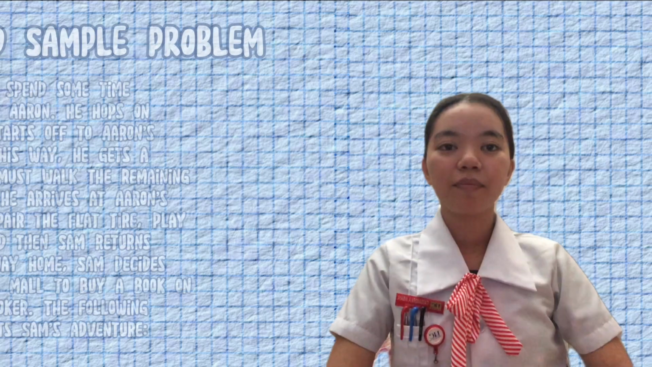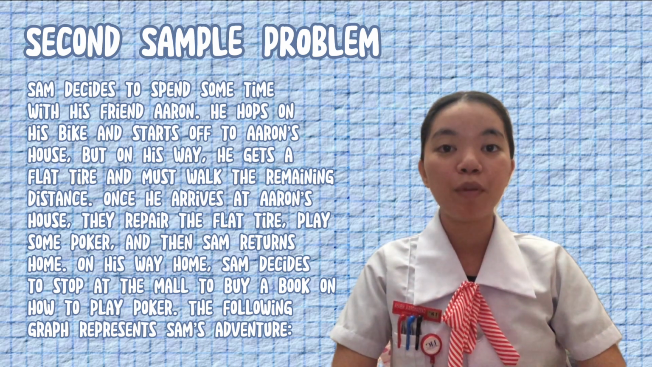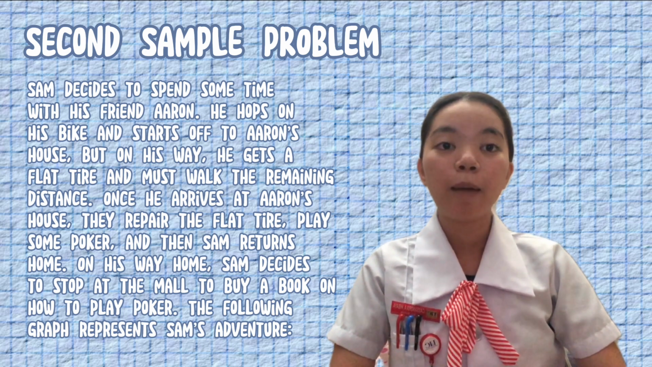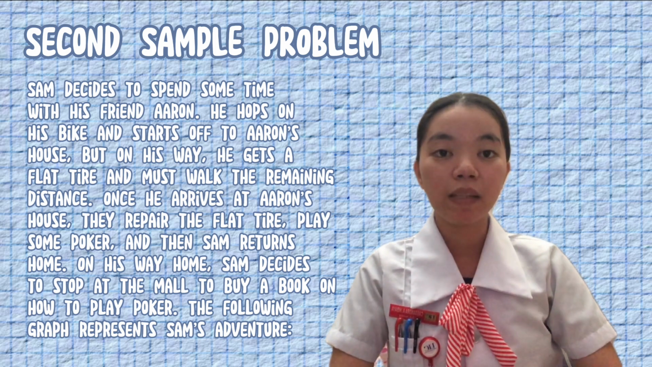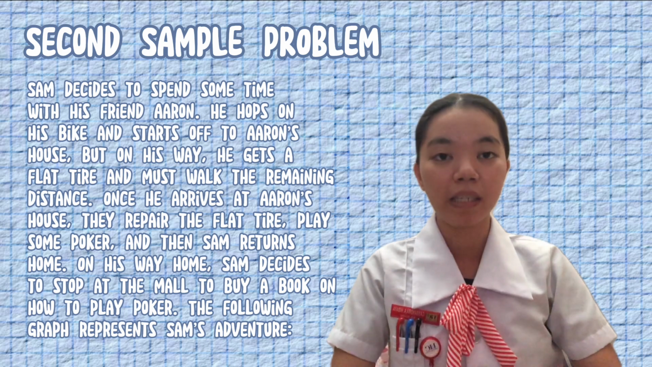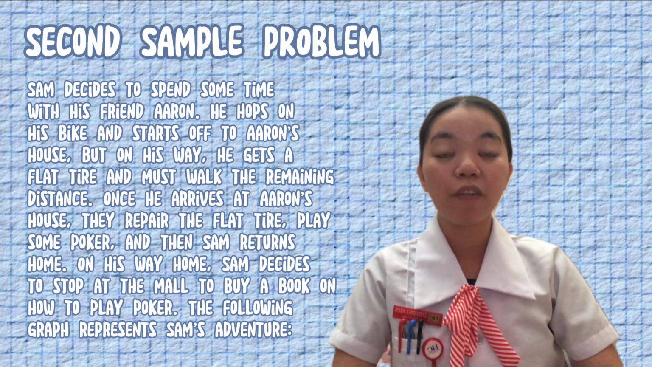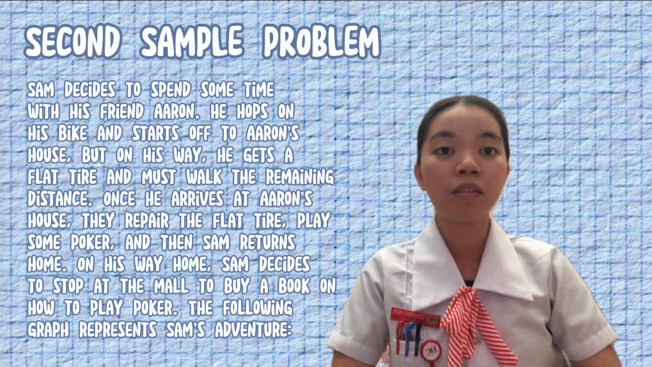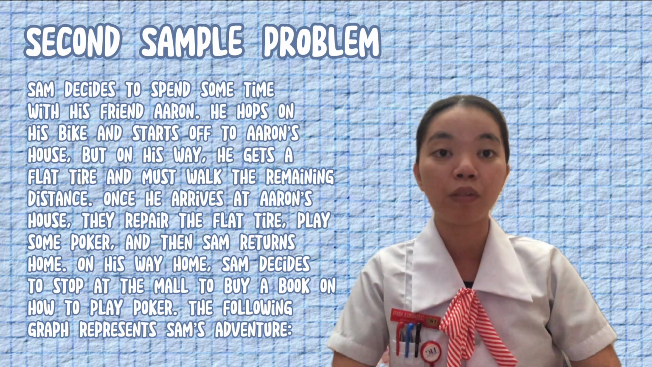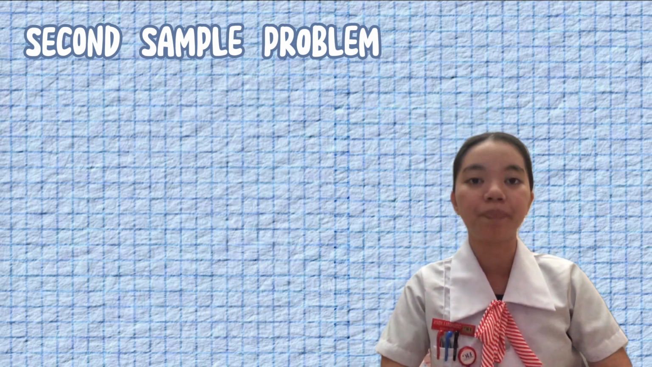For the second problem, Sam decides to spend some time with his friend Aaron. He hops on his bike and starts off to Aaron's house, but on his way, he gets a flat tire and must walk the remaining distance. Once he arrives at Aaron's house, they repair the flat tire, play some poker, and then Sam returns home. On his way home, Sam decides to stop at the mall to buy a book on how to play poker. The following graph represents Sam's adventure.